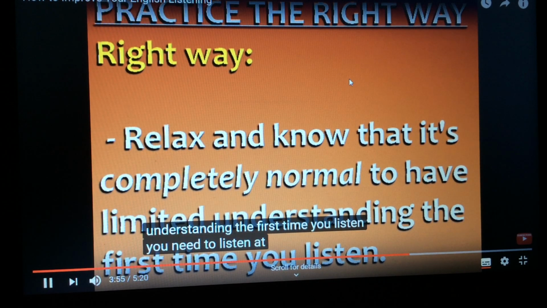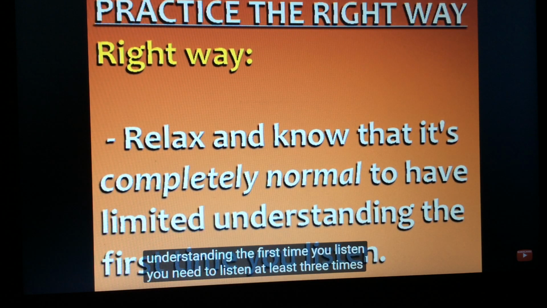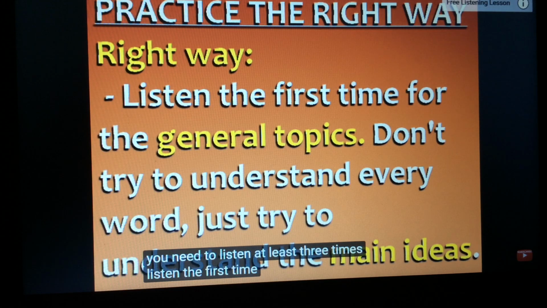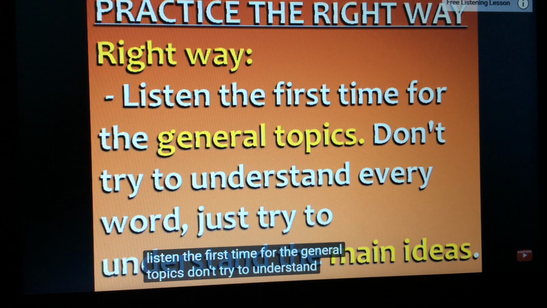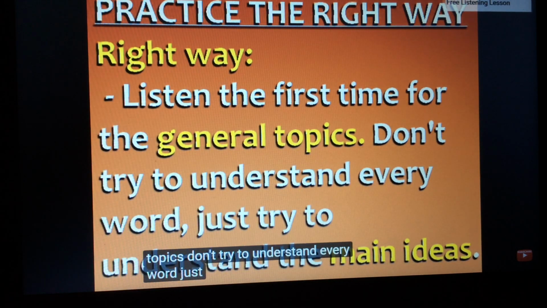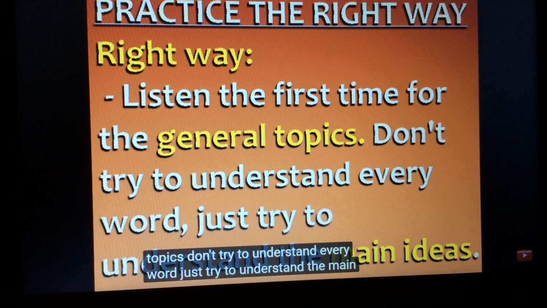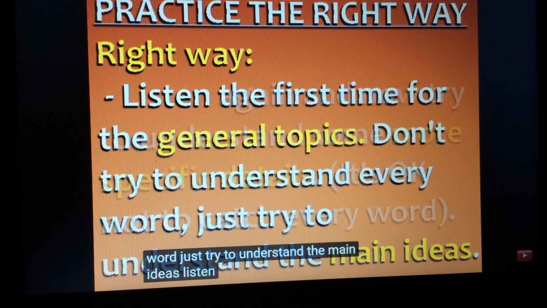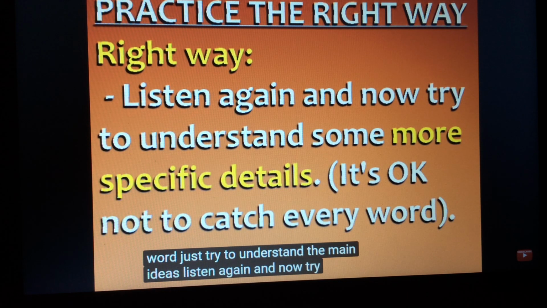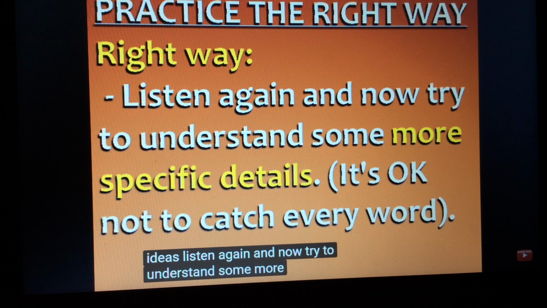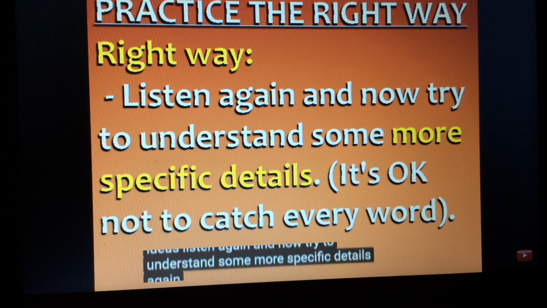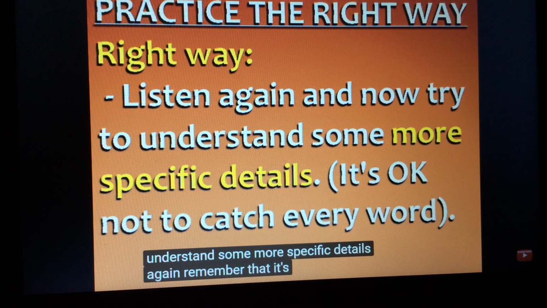You need to listen at least 3 times. Listen the first time for the general topics. Don't try to understand every word, just try to understand the main ideas. Listen again and now try to understand some more specific details. Again, remember that it's okay not to catch every word.